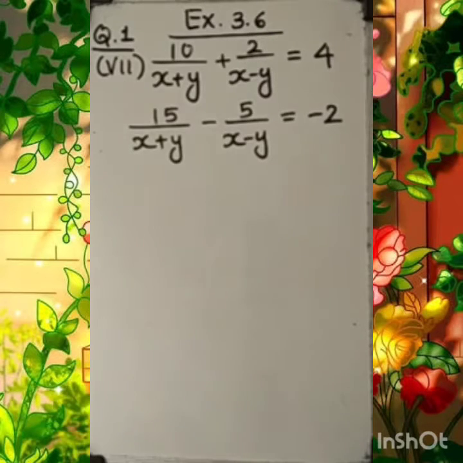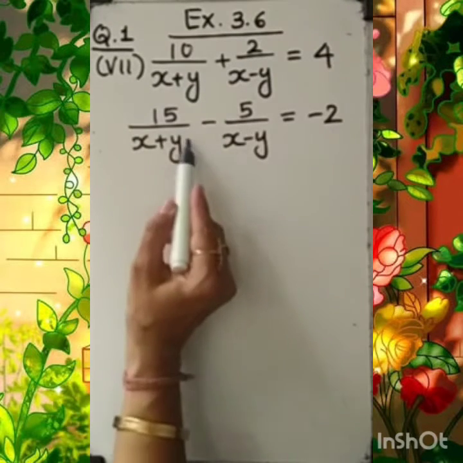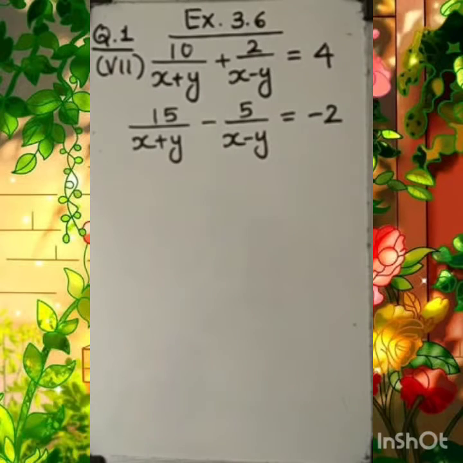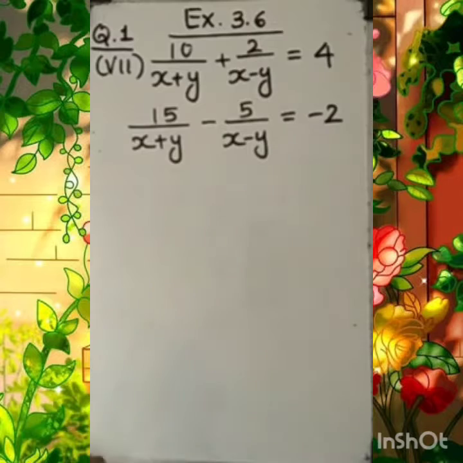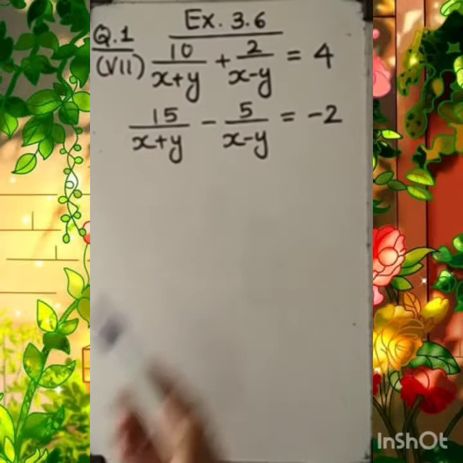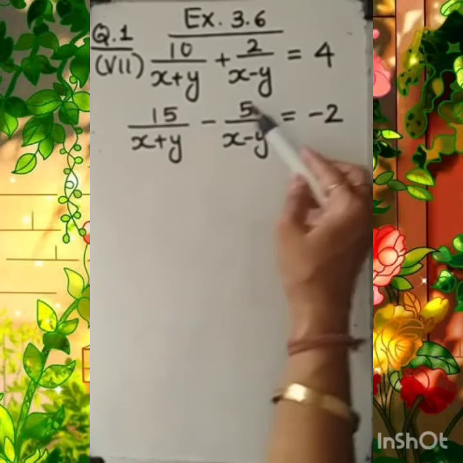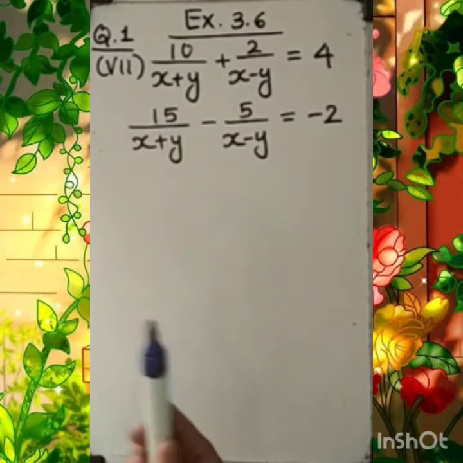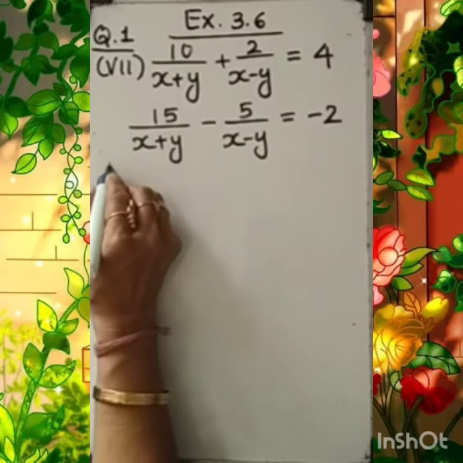Now, if we observe this question and compare with the previous questions we have solved, that is very simple. We can say here x plus y is similar, x minus y is similar. But we can see they are given in the denominator, all of them, meaning 1 by. So let's start the solution.